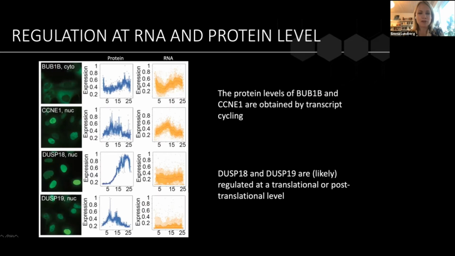Here I'm just showing you some positive hits. At the top here, you see BUB1B and cyclin E1, two well-known cell cycle regulators. We can see very striking temporal profiles at the protein level, but flat lines at the RNA level. So we believe that the expression level of these proteins in the cell cycle is regulated at a translational or post-translational level, most likely, since the RNA is stable.